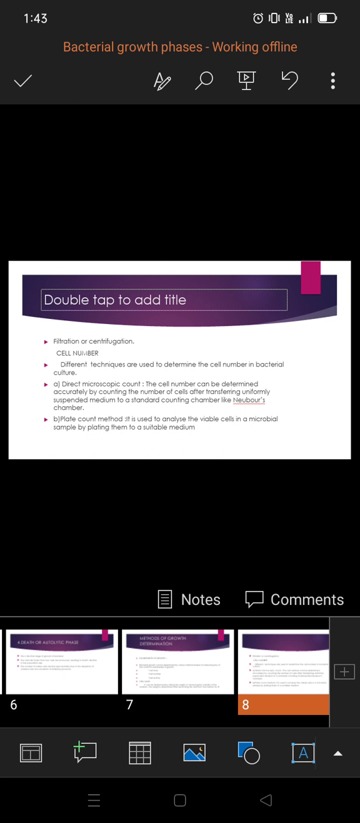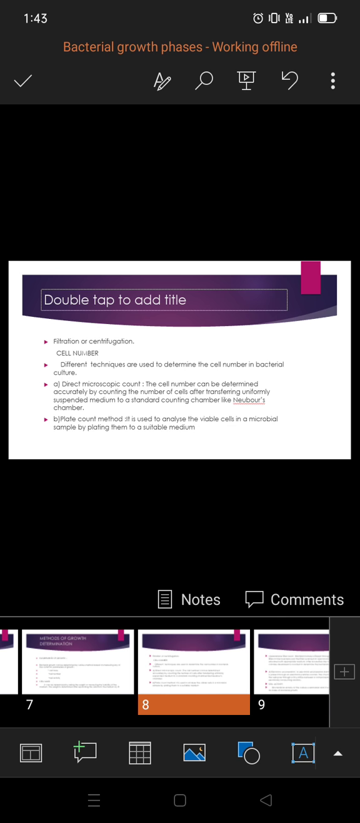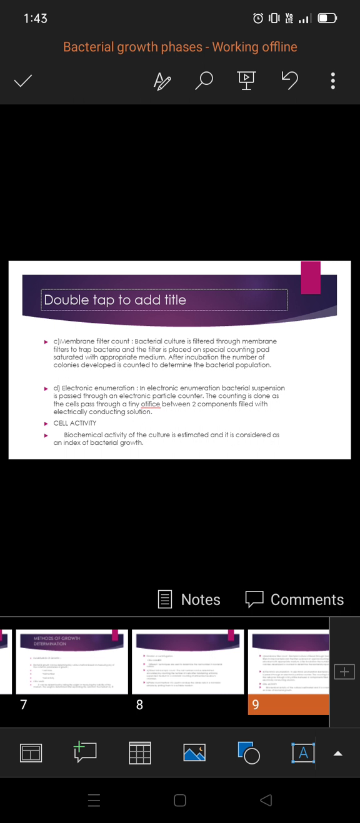The next one is plate count method. This is the method used to analyze the viable cells in a microbial sample by plating them on a suitable medium. Plating can be done by using the pour plate method or spread plate method. A small amount of appropriately diluted sample is added and incubated. All the live cells in the sample will multiply to produce colonies that can be counted directly, and the results are expressed as the number of colony forming units, CFU.